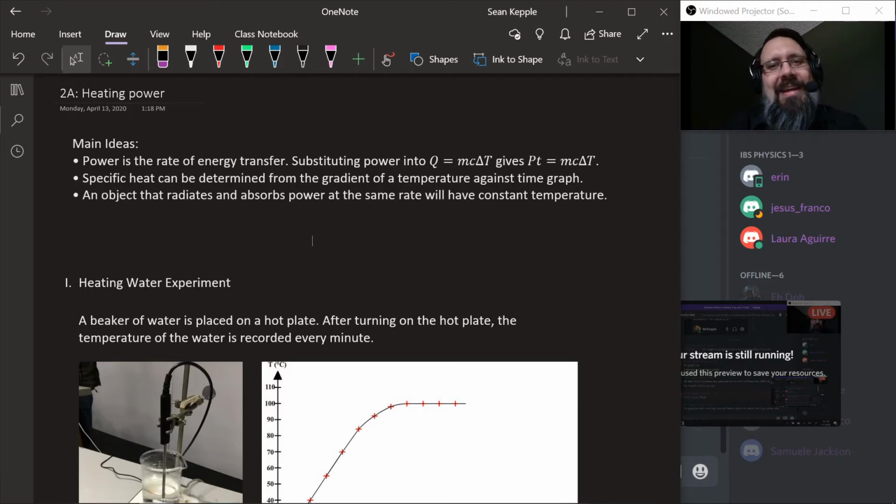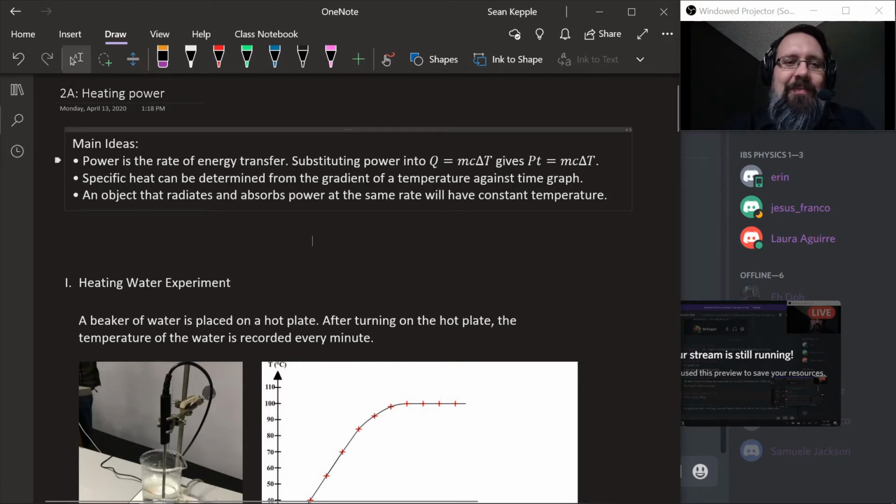Today, I'm going to be teaching my IB Physics SL Year 1 class about heating power. There are three main ideas I'm going to be discussing today. First, power is the rate of energy transfer. We'll remember back to when we studied mechanical energy, we talked about this quantity called power. We'll be referring to that again today, but this time in regards to heating. The second main idea is that specific heat can be determined from the gradient of a temperature against time graph.